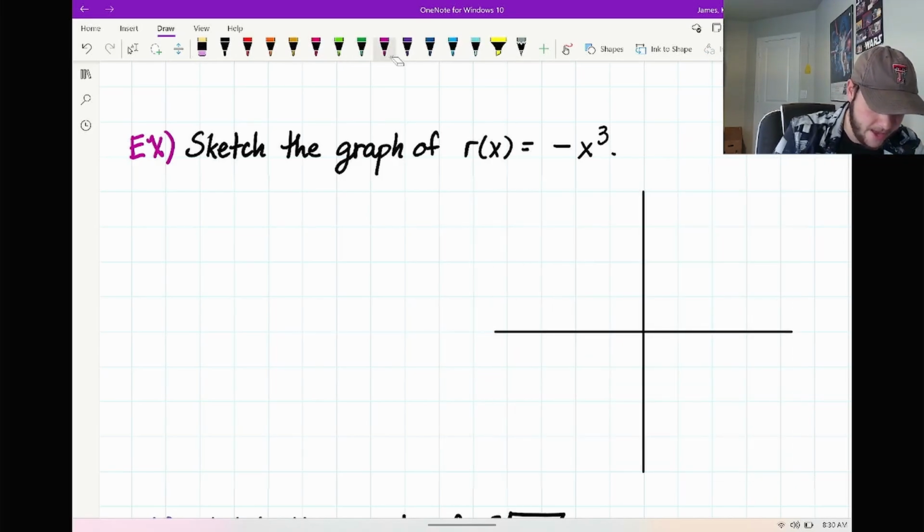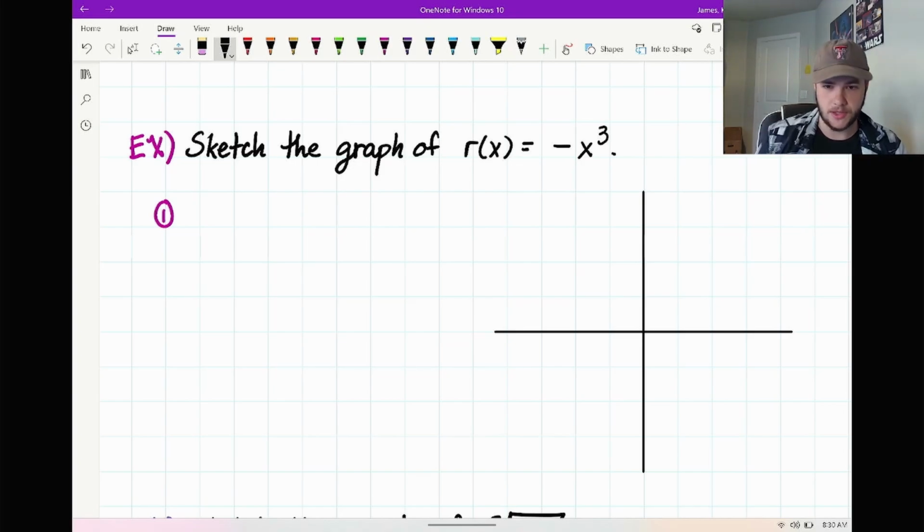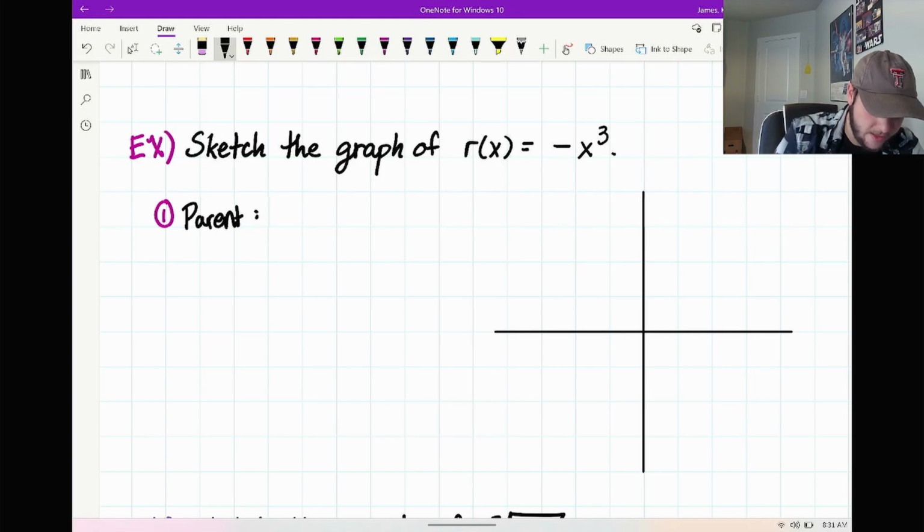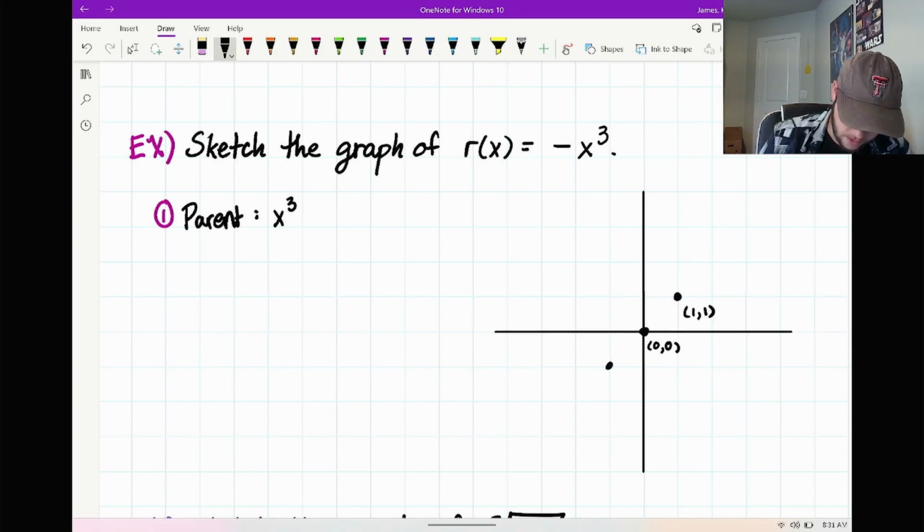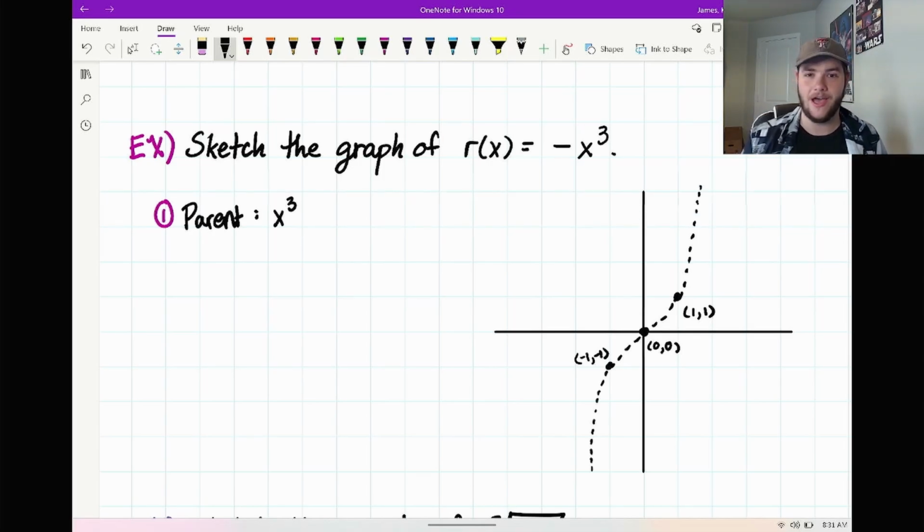So, again, just like with the translations, the first step that I want to do is start from the parent function. In this case, the parent function is x cubed, which I can sketch the graph of since I know my parent functions and what they look like. All three of these guys are on the graph, and I'm going to sketch it with a dotted line since this isn't actually the function I'm trying to graph. This is just going to help me get my bearings.